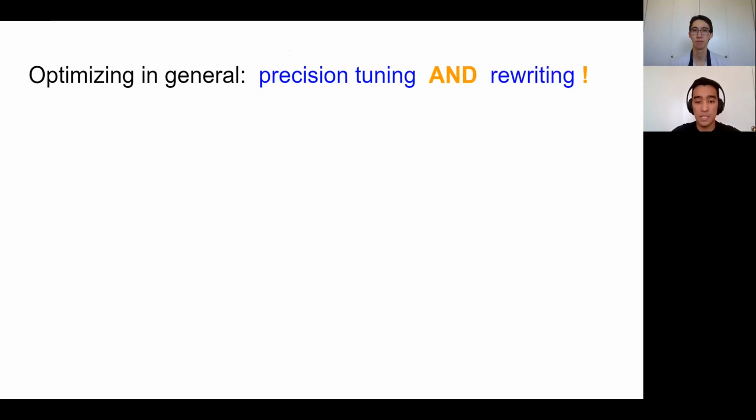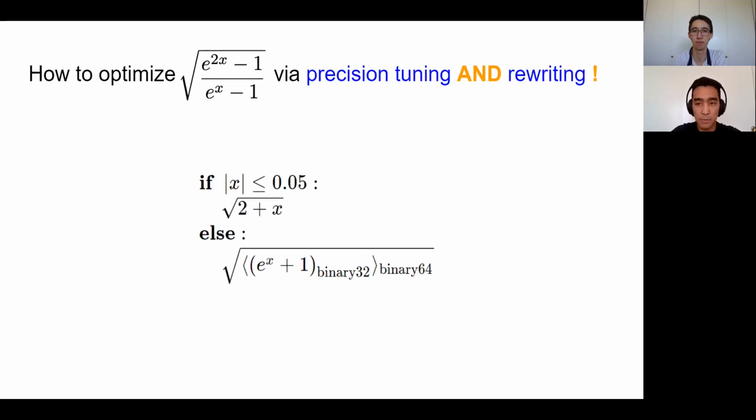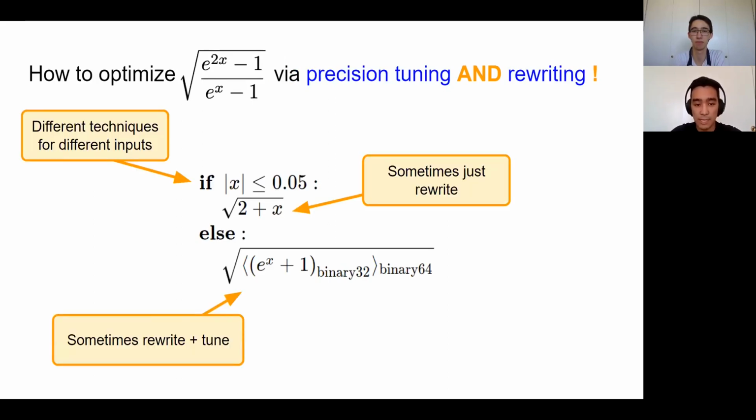Well, the obvious fix is to precision tune and rewrite at the same time. And here's an implementation that requires both of these techniques. For small x, we use this rewritten Taylor series or Taylor expansion. And for larger x, we use this rewritten and tuned expression.